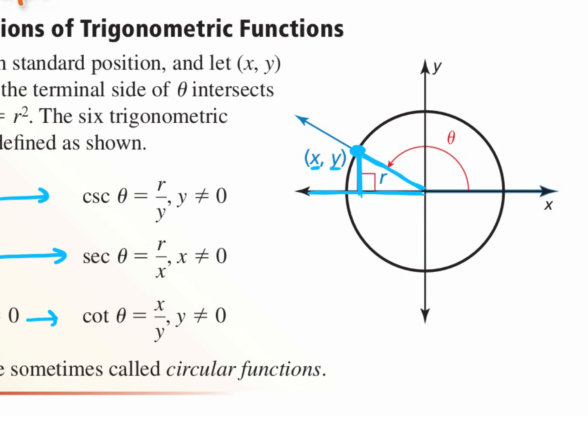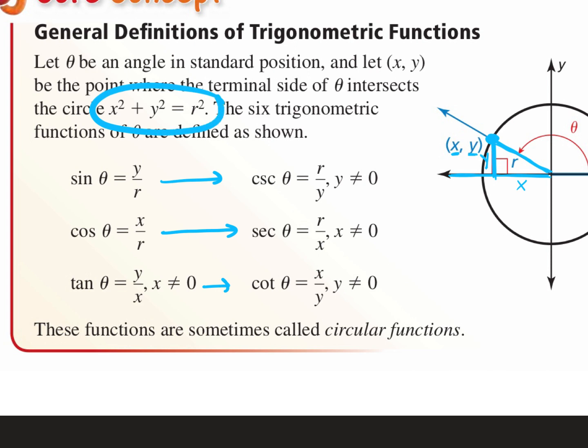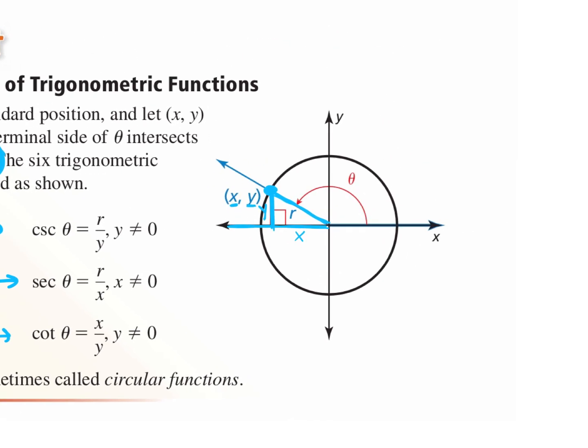And if we have 2 sides of the triangle, this would be x, this would be y. If we have 2 sides, how do we find the third side? Pythagorean theorem. So we can find r using x squared plus y squared equals r squared. So r is always going to be our hypotenuse. So r is the hypotenuse. And it's always positive.